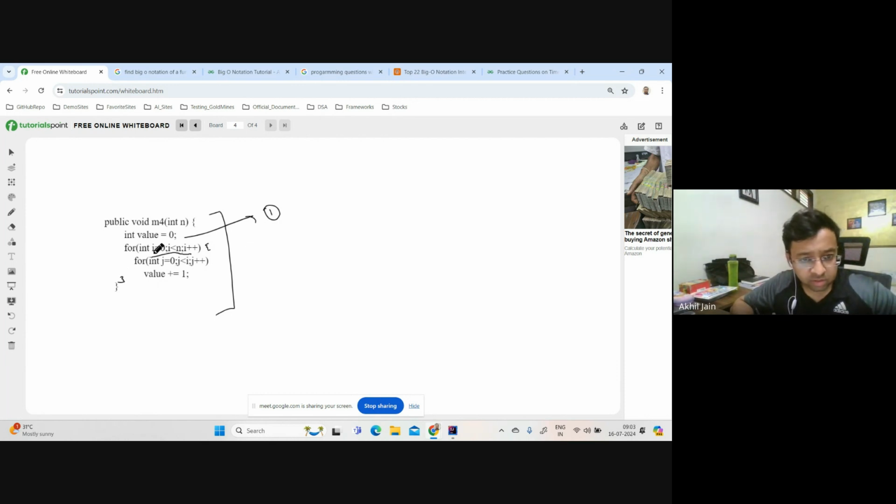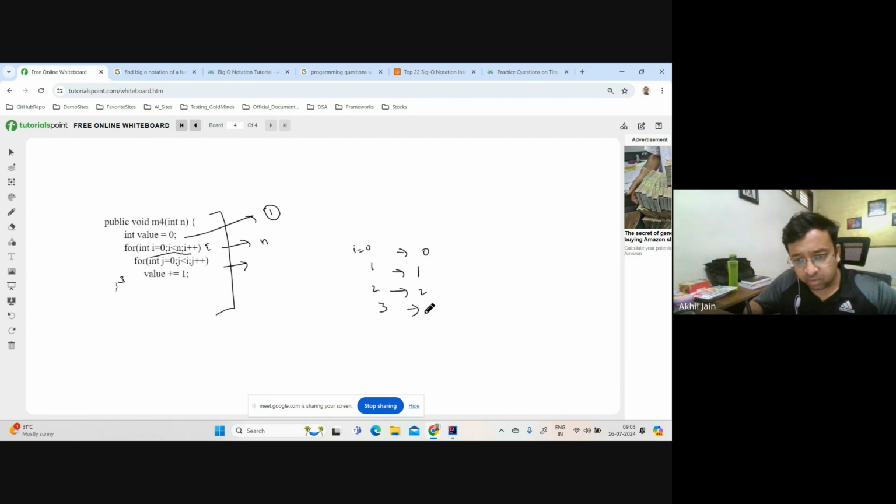So this is i equals 0, i equals 1, and so on, so it will be running n number of times. How many times will the inner loop be running? 0 to i. When i is 0, it will run zero times or one time. When i equals 1, it will run one time. When i equals 2, it will be running two times.